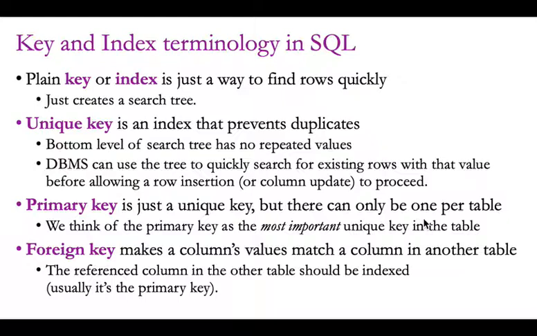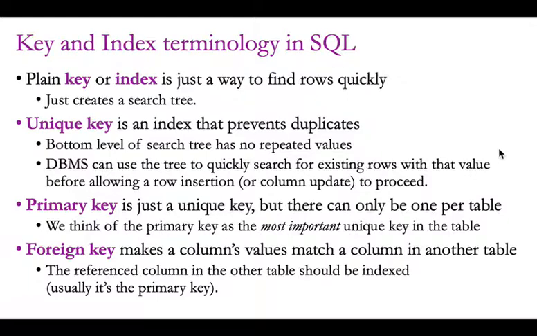And then there are other specific types of keys that do have a search tree, a tree-like structure for indexing, but also have additional constraints. So a unique key is an index that not only is able to find things quickly, but it prevents duplication. In order to prevent duplication, you want to be able to quickly find things that have certain values. So this would be a tree where the bottom level of the search tree has no repeated values. A primary key is a unique key, but there can only be one primary key per table.